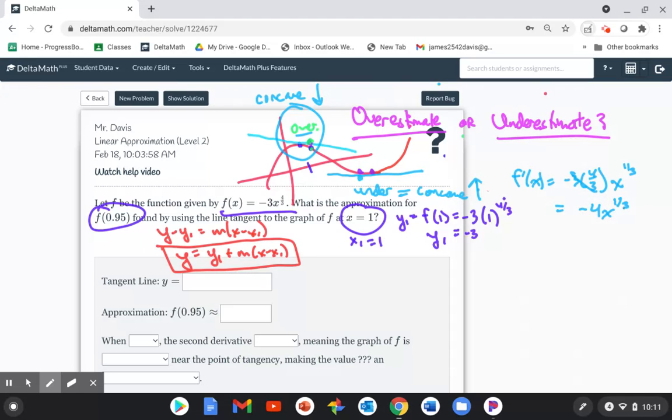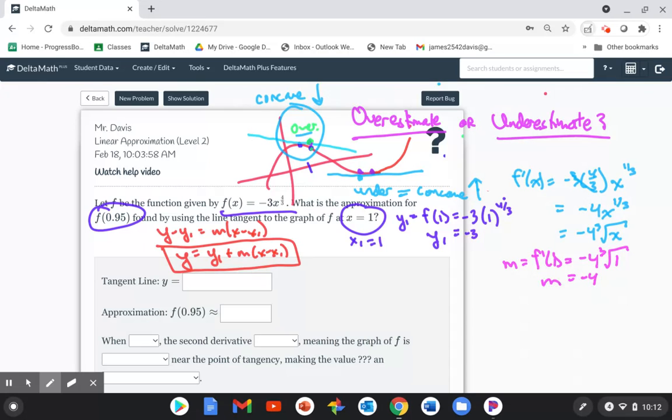Or in other words, we could write this as negative 4 times the cube root of x. You can look at it in either way. Right. So then we need to find our slope at that particular point of 1. So we're going to plug it in. Our m is going to be f prime of 1. That'll give us the slope at the point. So we need negative 4 times the cube root of 1. Cube root of 1 is just 1. So negative 4 times 1 is negative 4.